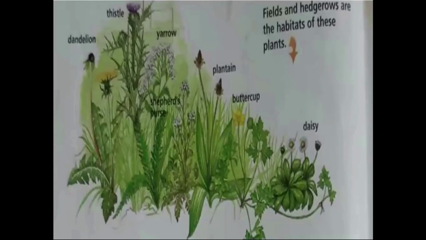Plants are a habitat, a living place for many other animals, for smaller animals. In this diagram that is also mentioned in your book, different types of plants like dandelion, thistle, yarrow, shepherd's purse, plantain, then buttercup and daisy, are a habitat for different types of small insects and small animals.